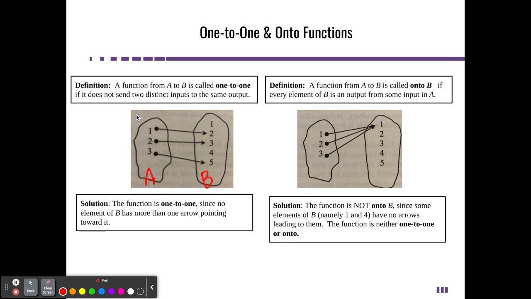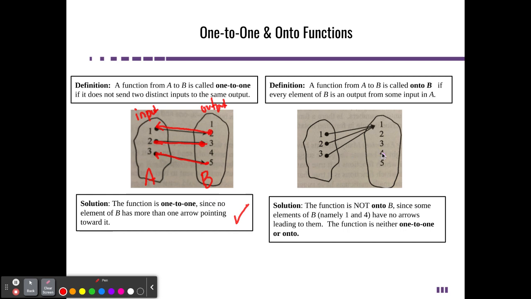All right, so one-to-one, if we read the definition, we'll call this set A, we'll call this set B. That means that this is the input and this is the output. And so in this case, this is a one-to-one function because no element of B has more than one arrow pointing to it. For example, this element of B comes from one thing over here. This element comes from one thing, and this element comes from one thing. So this is an example of a one-to-one.